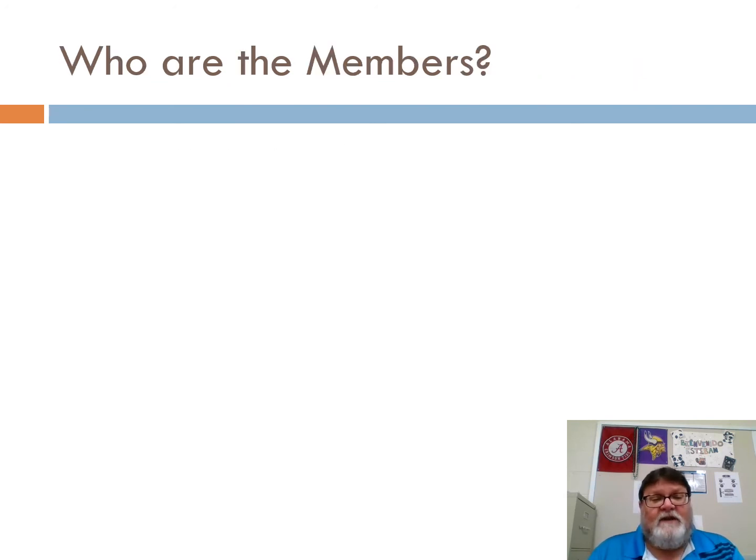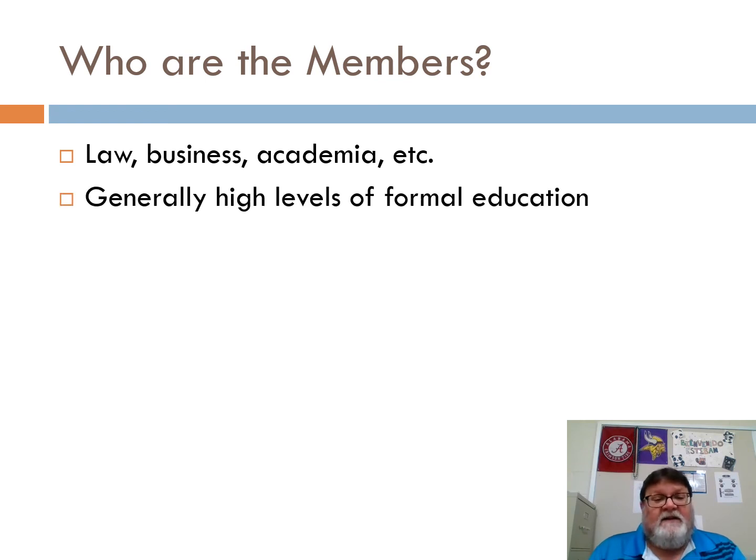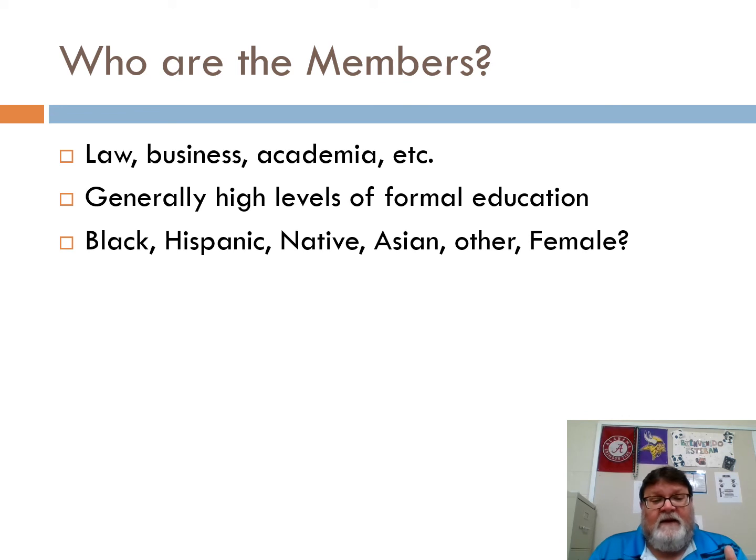So who are they? Really quick. They come from law, business, academia, medicine, all sorts of things. But usually from those types of areas, which means generally they have high levels of education, master's degrees, and certainly bachelor's degrees for the most part. They are Black, Hispanic, Native, Asian, female. They're all sorts of different groups, and we'll see that on the next slide.